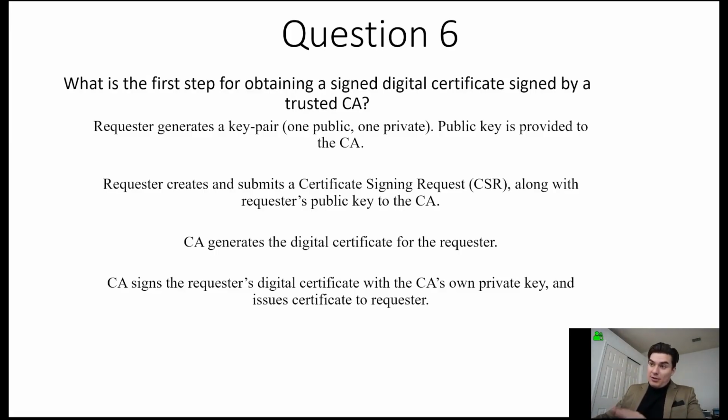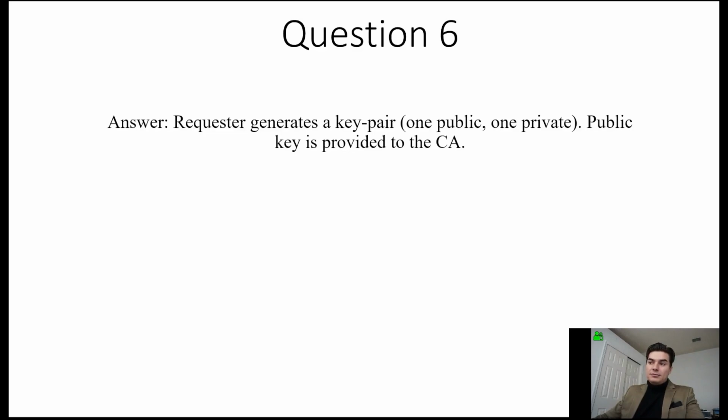Then, regarding this question, the certificate authority generates the digital certificate for the requester. They would sign the digital certificate with the certificate authority's private key and issue that to the requester. This would be the first thing that the certificate authority does, is sign that certificate with their private key. This would be the first thing for the requester that they would use.